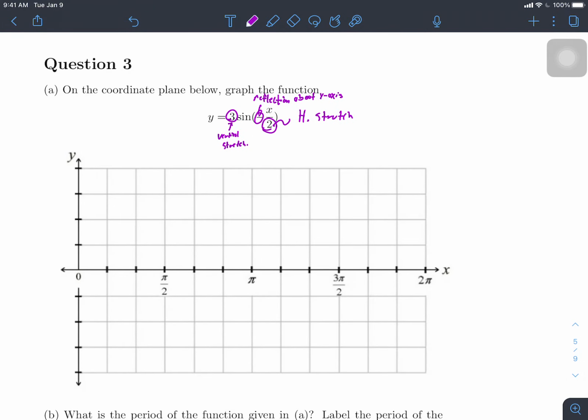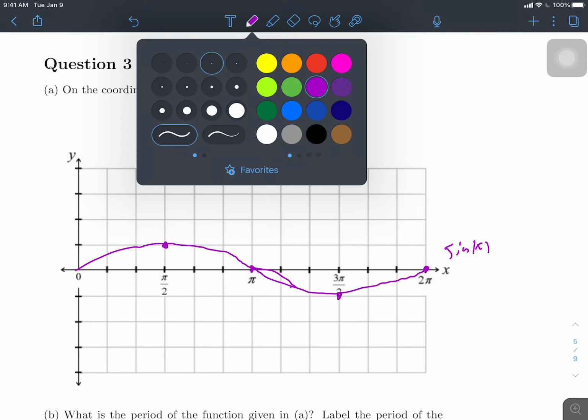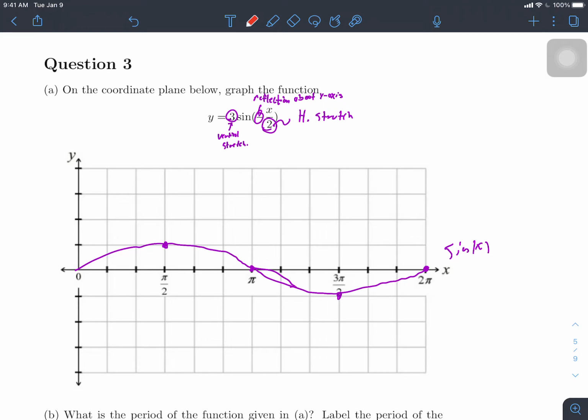First I'm going to draw sine of x, which, as you know, takes value 1 at pi over 2, 0 at pi, negative 1 at 3 pi over 2, and then 0 again at 2 pi. So here's what sine of x looks like. So this is sine of x. Let's just apply these transformations one by one.